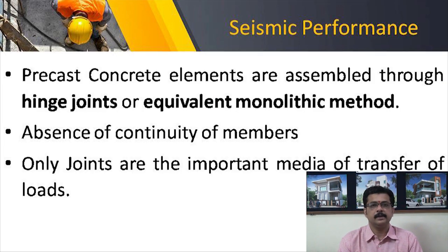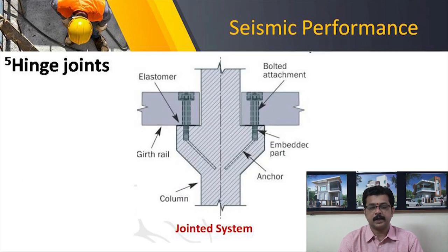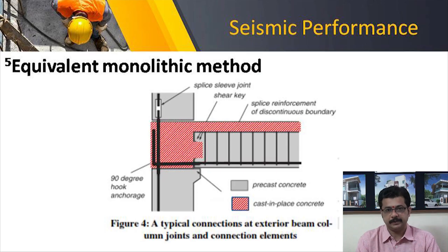At the end, we have seen the seismic performance or response of these concrete elements. For this, joints are the important key points for the transfer of load, these lateral loads which are seismic. So these joints are designed in two ways. One is the jointed system, hinge joint system, and the second is the equivalent monolithic method. The equivalent monolithic method is better than hinge joints.